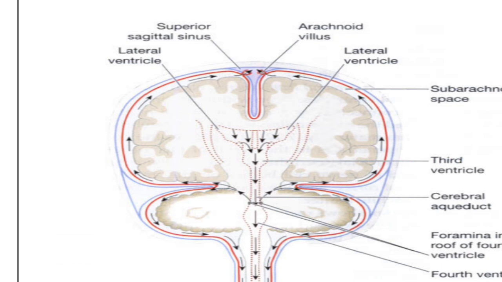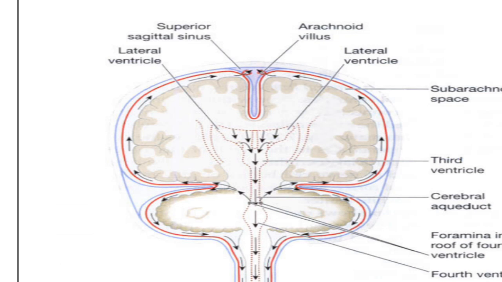It will pass through the cerebral aqueduct, passing through the foramina in the roof of the fourth ventricle. Okay, so there it will go down into the fourth ventricle. From the fourth ventricle, it will seep down to the spinal cord.